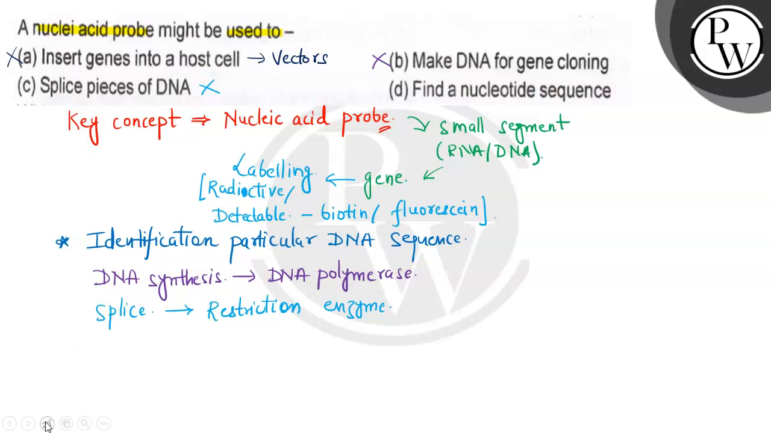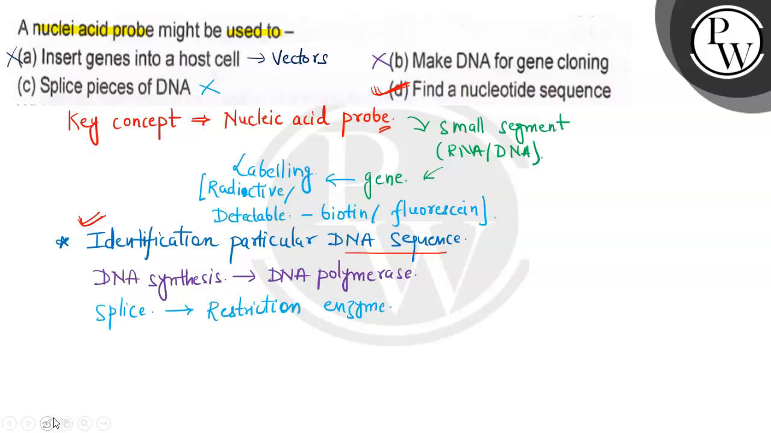And if we look at the option D here, it is saying that find a nucleotide sequence. जैसा कि हमने यहाँ पे देखा, we are using the nucleic acid probe for the identification of a particular DNA sequence or we can say the nucleotide sequence. That's why we can say option D is the correct answer for this question.